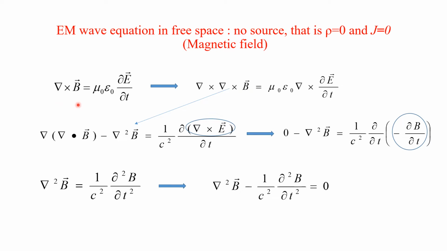That is curl B is equal to mu naught epsilon naught delta E by delta t plus mu naught J, but however we have taken J as zero, so the second term will become zero. Now as usual, as you have done in the case of electric field, you do the same thing for magnetic field. You take curl on both left hand side and right hand side. So curl of curl B is equal to mu naught epsilon naught curl delta E by delta t. As usual, from vector identity, curl of curl of a vector is equal to gradient of divergence of B minus del squared B.